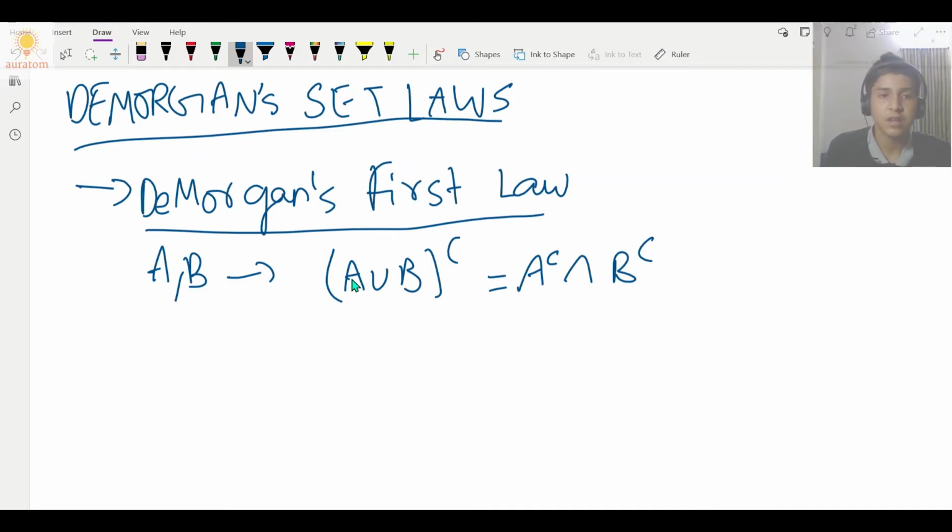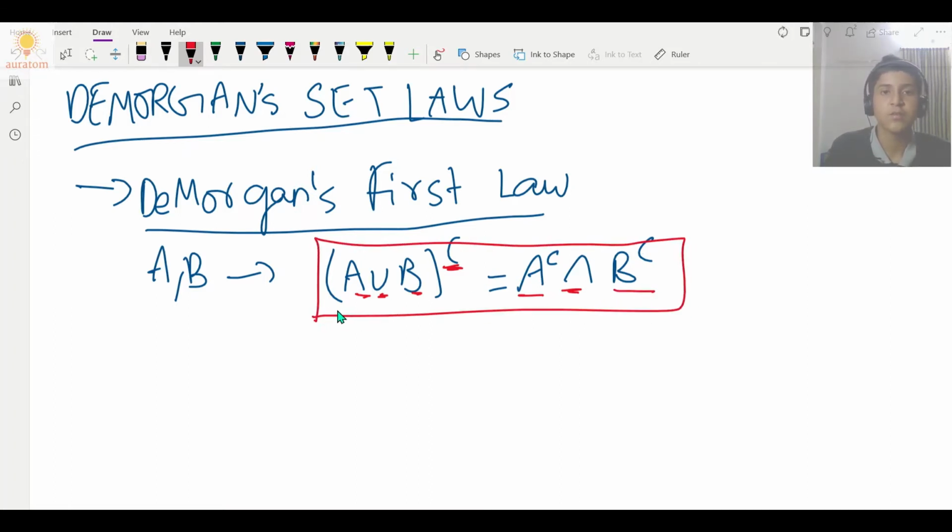Let me say it once more. The absolute complement of the union of A and B is equal to the intersection of the absolute complement of the first set and the absolute complement of the second set. This is De Morgan's first law.